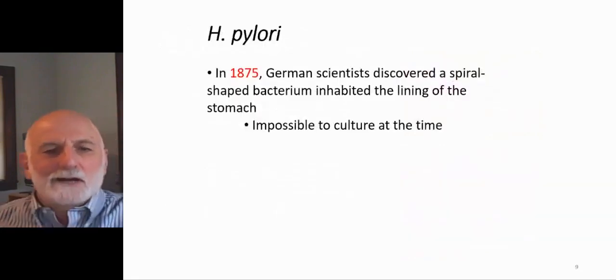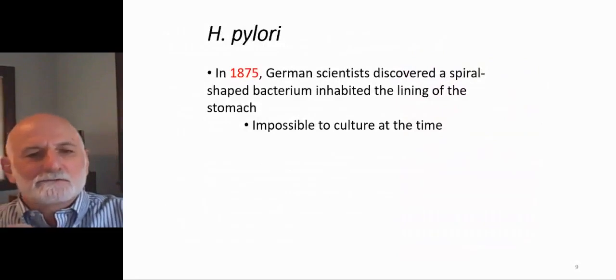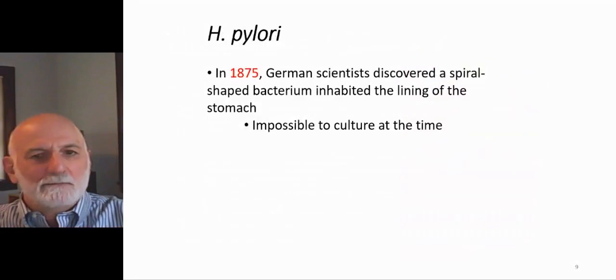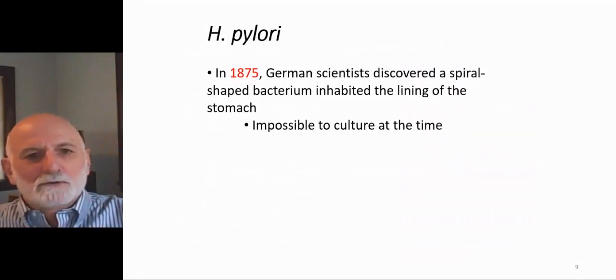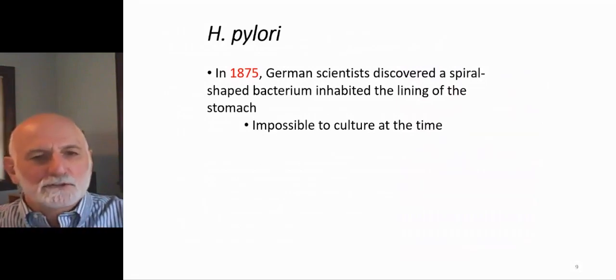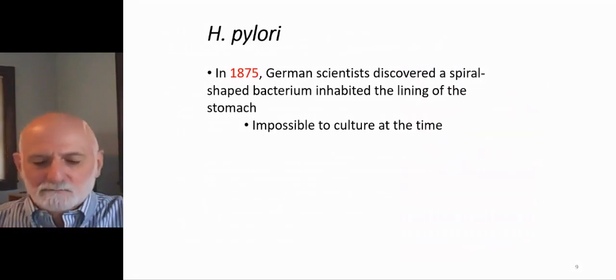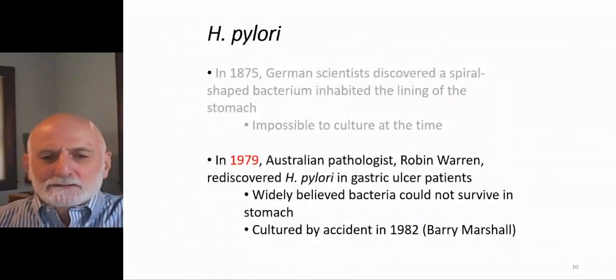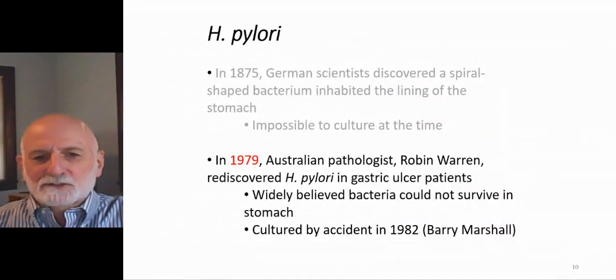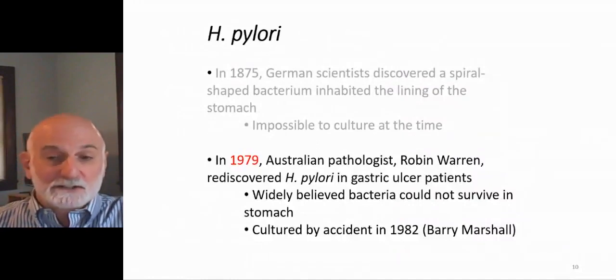Now, it's kind of odd because in 1875, German scientists discovered that there was a spiral-shaped bacterium inhabiting the lining of the stomach. They couldn't be cultured. However, that became very rapidly forgotten. And for the next almost 100 years or so, people believed that the stomach was just too acidic to maintain a bacterial infection. Well, in 1979, Australian pathologist Robin Warren rediscovered H. pylori in the gut of ulcer patients.